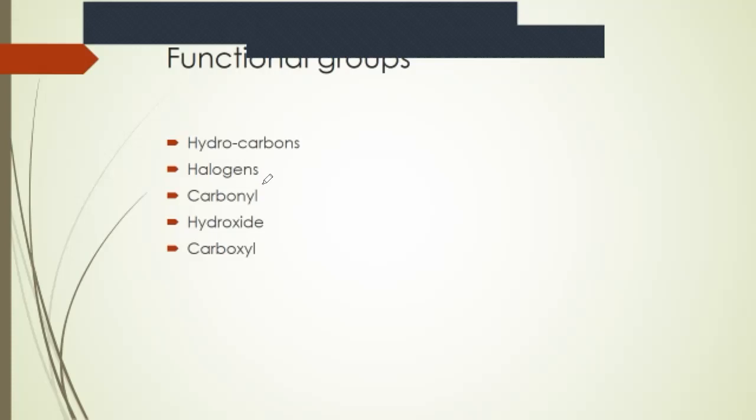Then there's a carbonyl, which is C double bonded to O. When you talk about your carbonyl, you're expecting something like this. This is what you call a carbonyl. C double bonded to O.